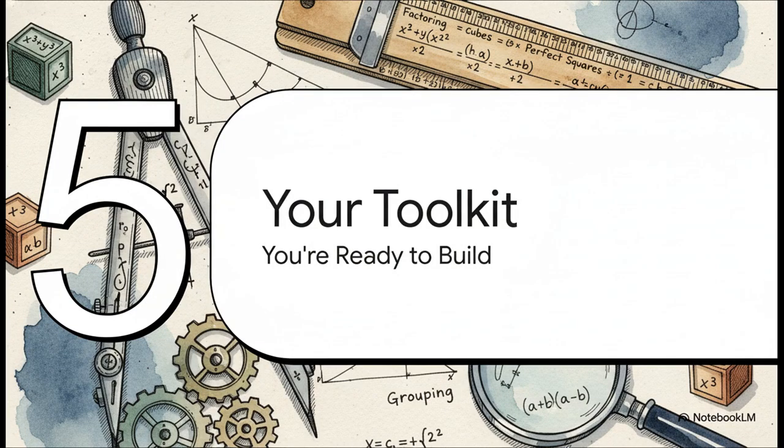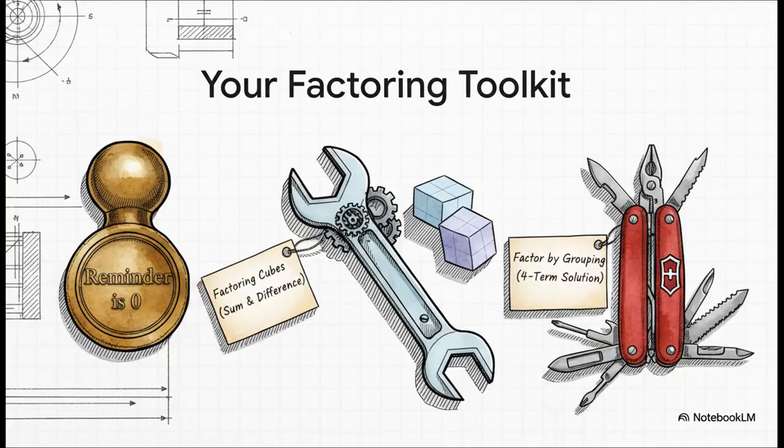You have officially added 2 incredibly powerful tools to your mathematical toolkit. You are now geared up and ready to start building. So, let's do a quick check of what's in the toolkit. First, you've got your golden rule, the factor remainder rule, that lets you check all your work. You've got your power tool for handling the sum and difference of cubes. And you've got your versatile multi-tool, factor by grouping, which is the perfect solution for those tricky 4-term problems.